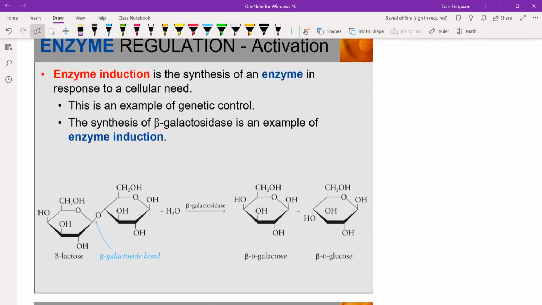Okay, so enzyme induction. This is a form of positive feedback. In other words, if something needs to be done, the enzyme is then synthesized to do that.